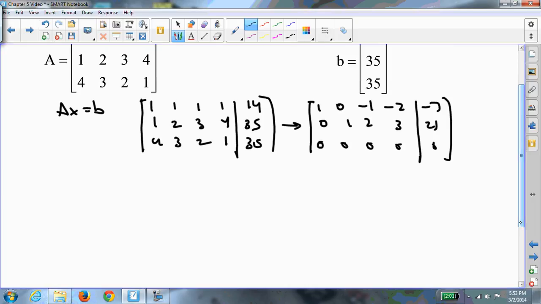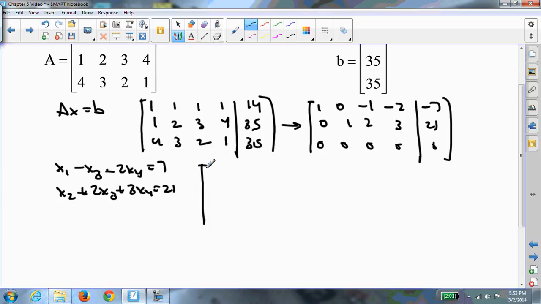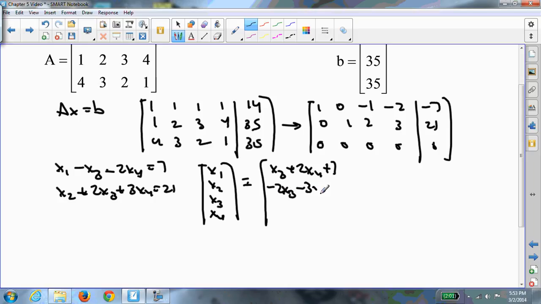Now if I translate this back into an equation, it means that x1 minus x3 minus 2x4 equals 7. It means that x2 plus 2x3 plus 3x4 equals 21. So if I write my solution vector x1, x2, x3, and x4, substituting, I can rewrite x1 as x3 plus 2x4 plus 7. I can write x2 as negative 2x3 minus 3x4 plus 21. And then I still have my x3 and my x4 component because they're basically my parameters.